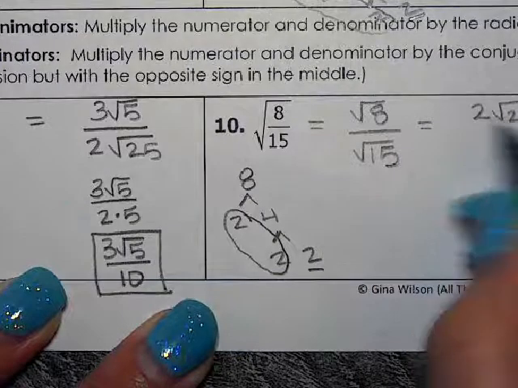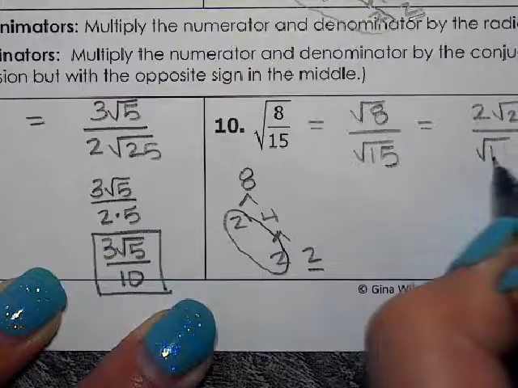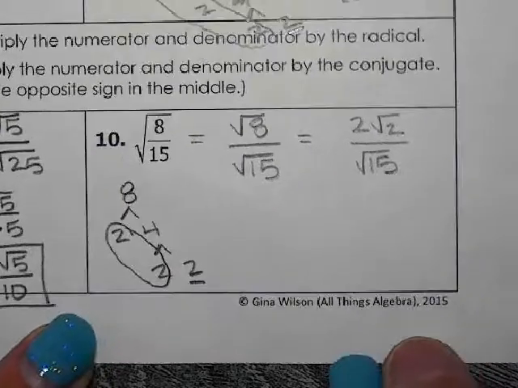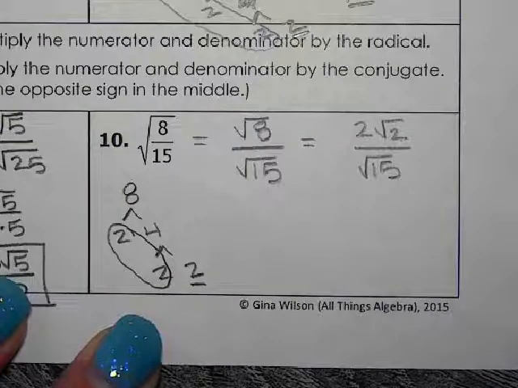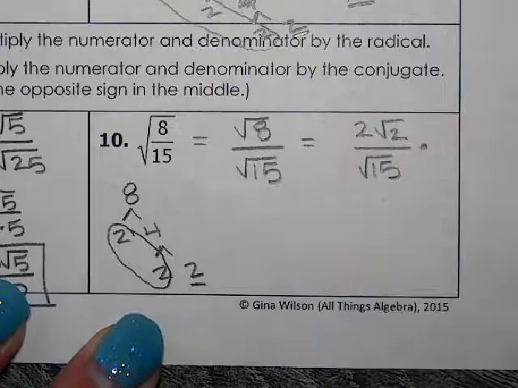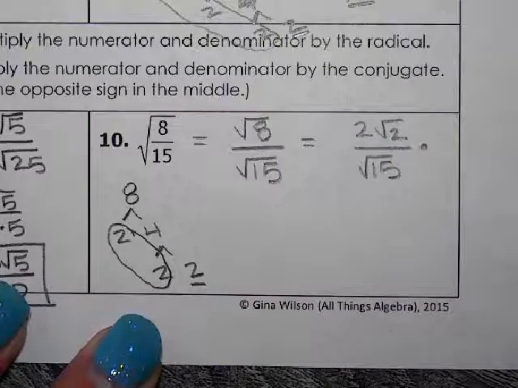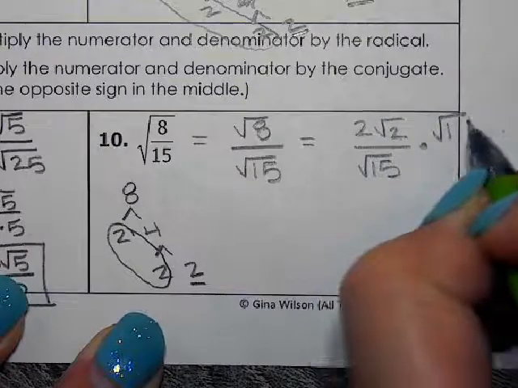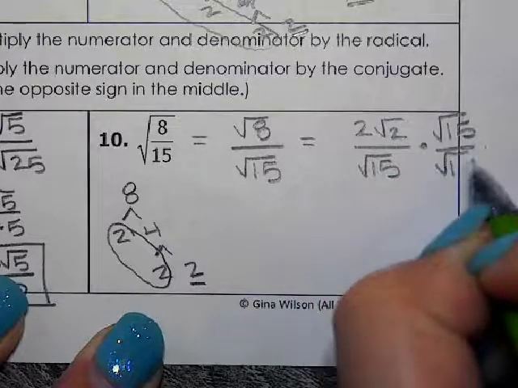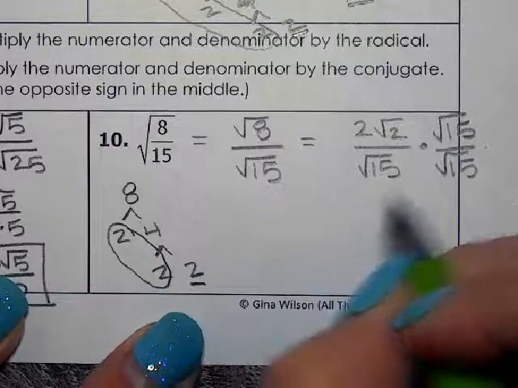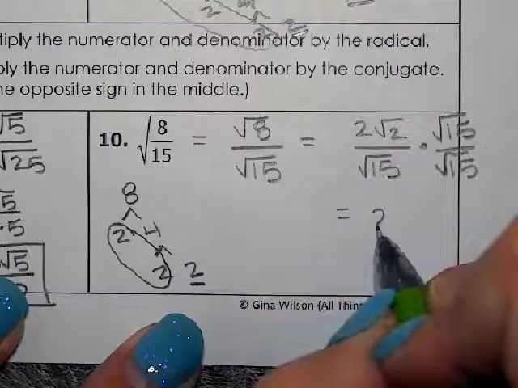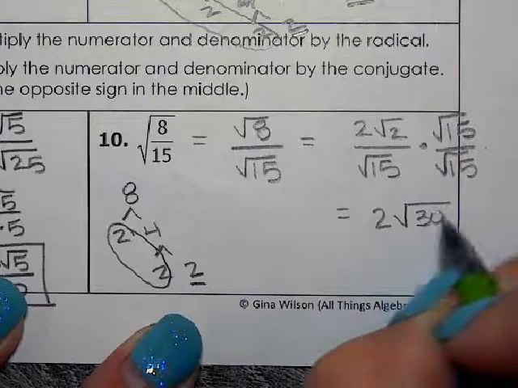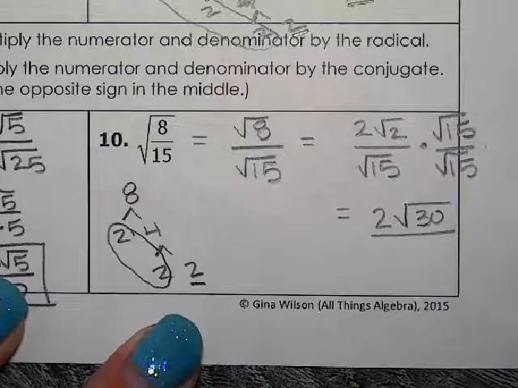Okay. So now to fix this so that it's proper for the mathematicians who are peculiar about this sort of thing, we're going to multiply. The numerator is not the problem. They don't care about a radical in the numerator, they care about the denominator. So we're going to multiply by root 15 on top and root 15 on bottom. On the top, we have 2 in the front, times root 2 times root 15 is root 30. And then on the bottom, root 15 times root 15 is root 225.